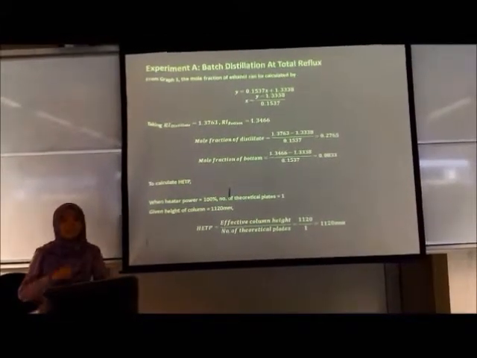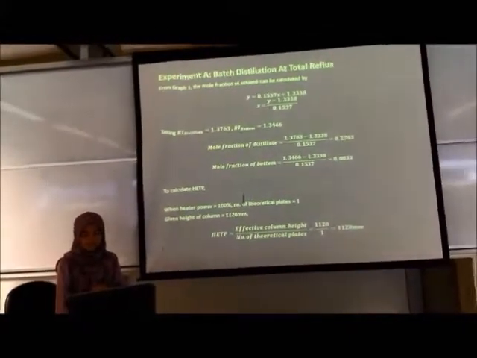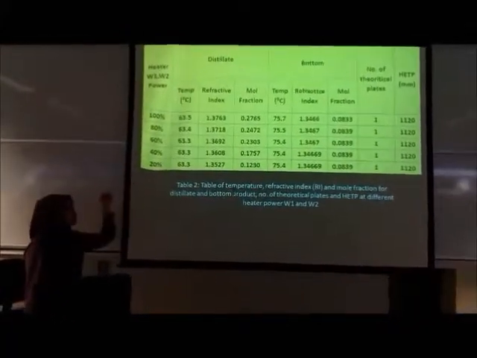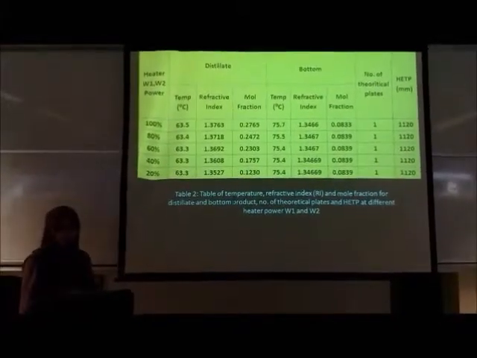So that is repeated for the other heater powers, which are 80%, 60%, 40%, and 20%. So this is what we get. This is what we get from the calculation before, the number of theoretical plates and the HETP.